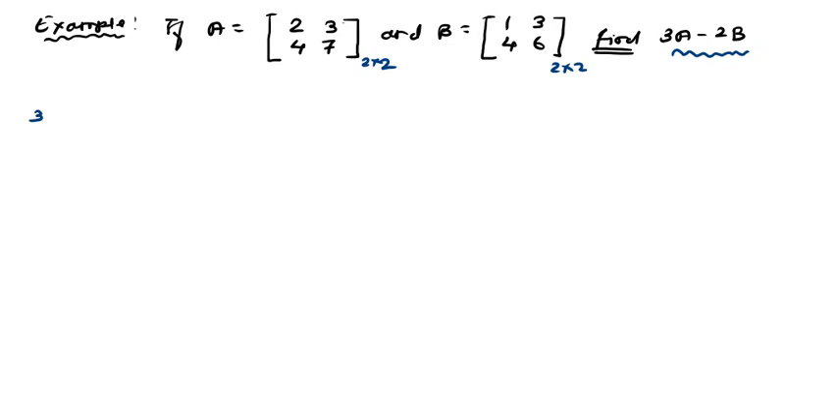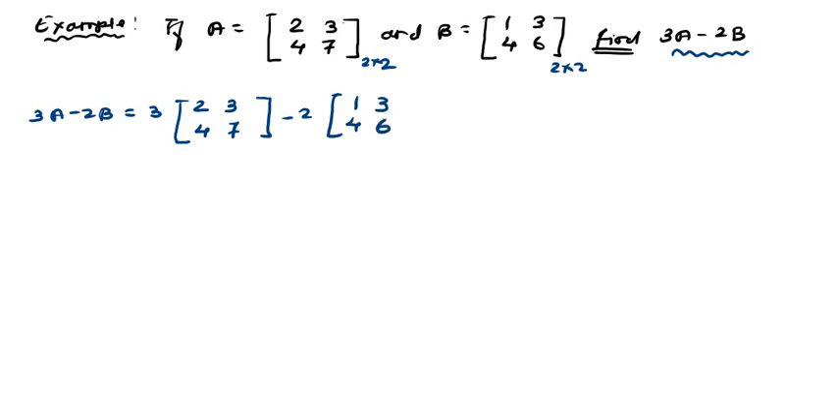So we'll check it. 3A minus 2B. So this is 3 into the matrix A. Matrix A is 2, 4, 3, 7, and the matrix B is 1, 4, 3, 6. Then what will be the subtraction? You need to multiply this matrix by this scalar first.